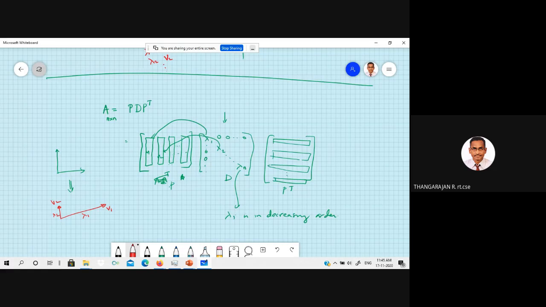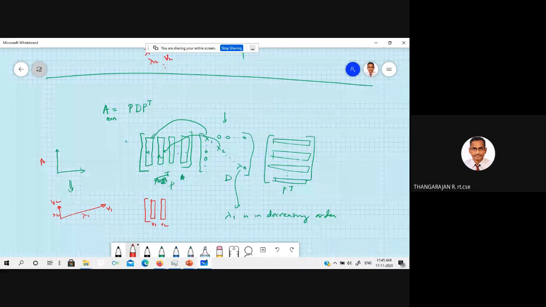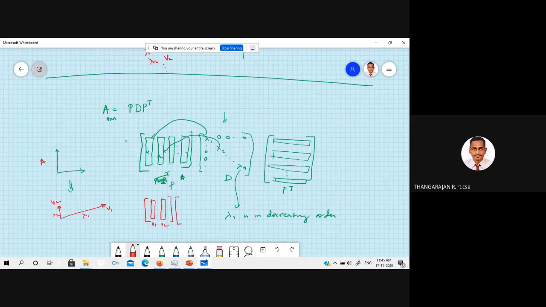So this is what our matrix will be. If this is A, when you transform A, you will get this, wherein you have these two vectors V1 and V2, which are eigenvectors for lambda 1 and lambda 2 respectively. So you see you get a transformation like this.